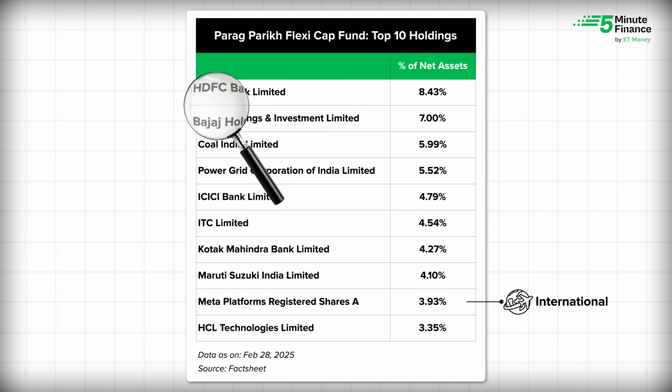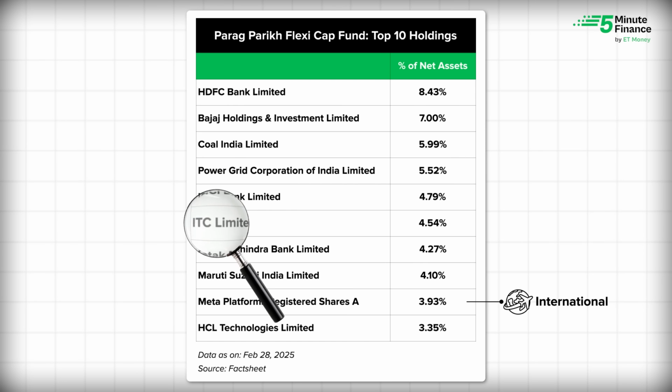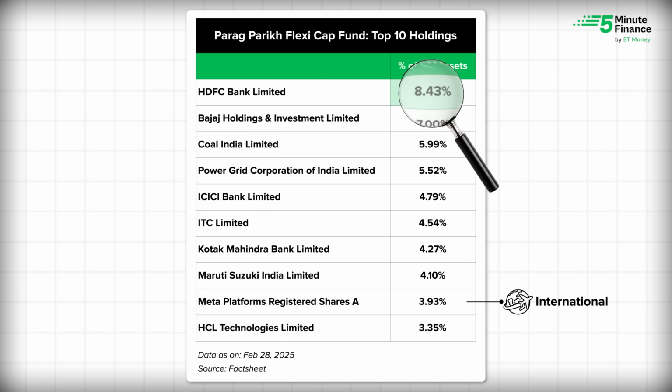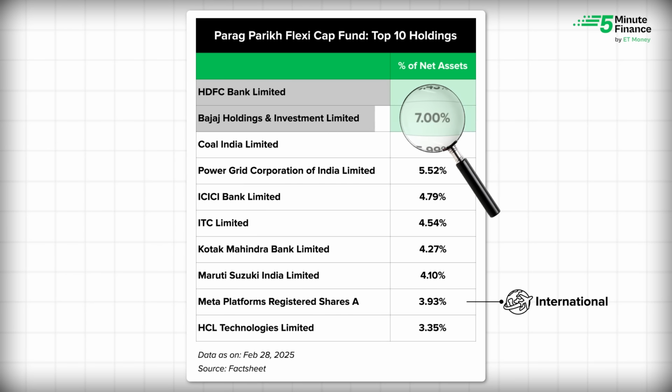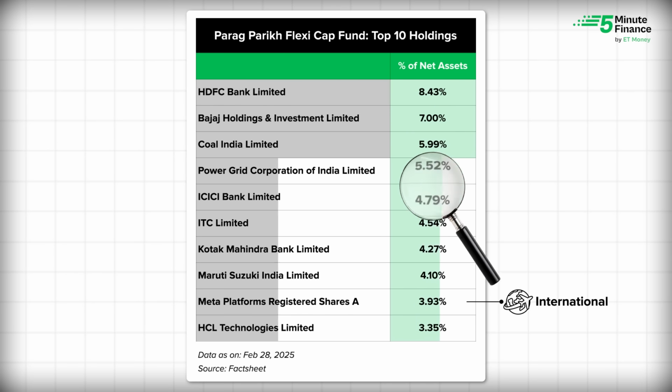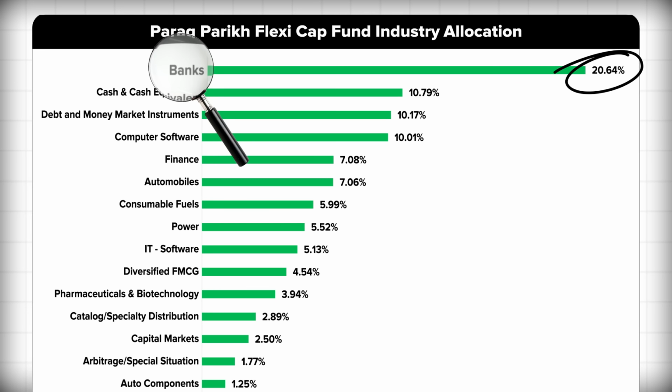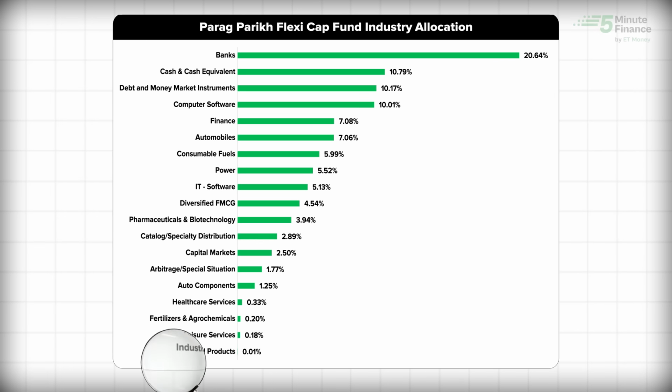So on your screen are the top 10 stock holdings of Parag Parikh FlexiCap Fund. It shows that the fund has invested over 8% of its portfolio in single stock HDFC Bank, 7% in Bajaj Holdings, 6% in Coal India and so on. Similarly, you can check the fund's industry allocation, 21% in banks, 10% in software and so on.